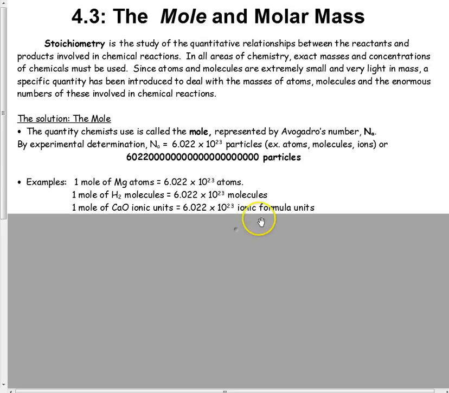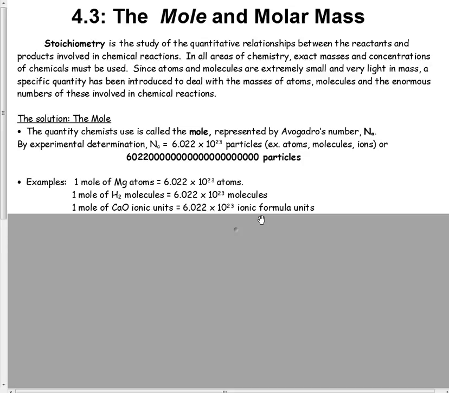This is the number of particles. If we're trying to figure out why, well, here's the what. A mole. What is a mole? Well, a mole of magnesium atoms is Avogadro's number of atoms. We could be talking about a mole of molecules, where we have two hydrogen atoms sandwiched together as a diatomic molecule. That's also 6.022 times 10 to the 23 molecules. A mole of calcium oxide units would be that many formula units.